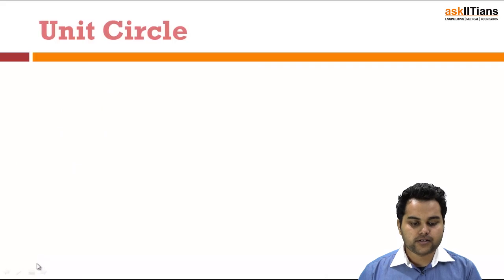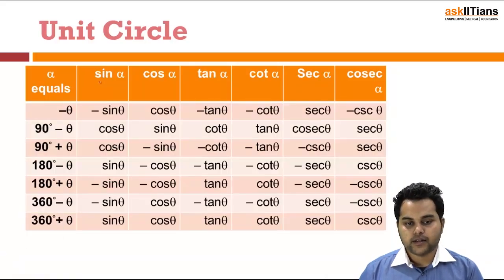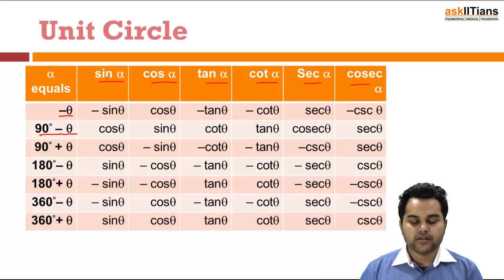Let's have a generalized table for these rules, with the 6 trigonometric ratios and the angles pertaining to them: minus theta, 90 minus theta, and so on. Sine of 90 minus theta, when alpha is replaced with 90 minus theta, would give cos theta. So I'll write down in which quadrants these angles would lie. Negative theta lies in the fourth quadrant, that is, clockwise from the origin towards the fourth quadrant.